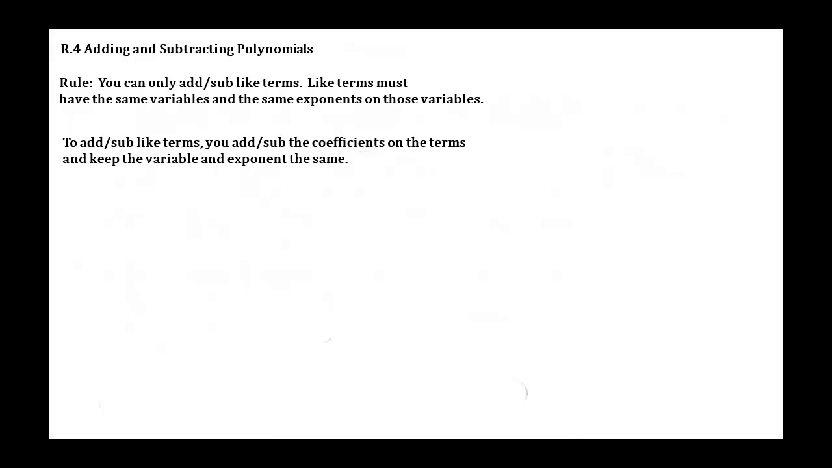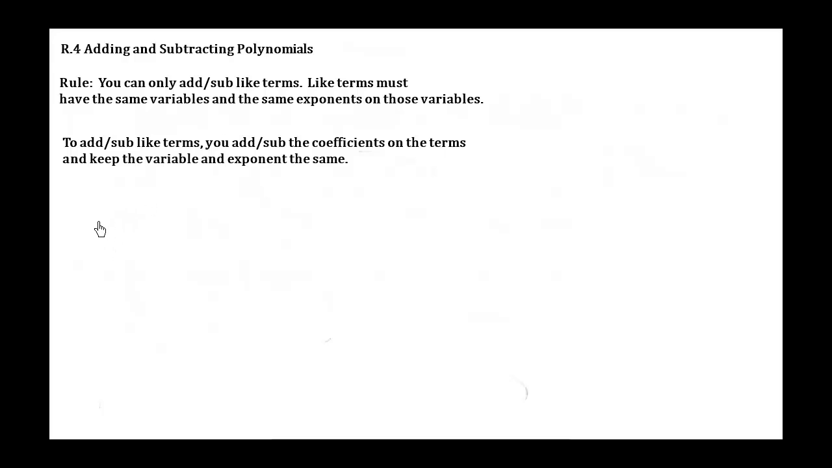Hello everyone, we're in section R.4 and we're going to look at adding and subtracting polynomials. From the last section we know what polynomials are, and now we're going to look at how to add and subtract them. The rule is you can only add and subtract like terms, and for like terms you have to have the same variables with the same exponents on those variables. To add or subtract like terms, you add or subtract the coefficients on the terms and leave the variable and the exponent the same. So let's take a look at an example.